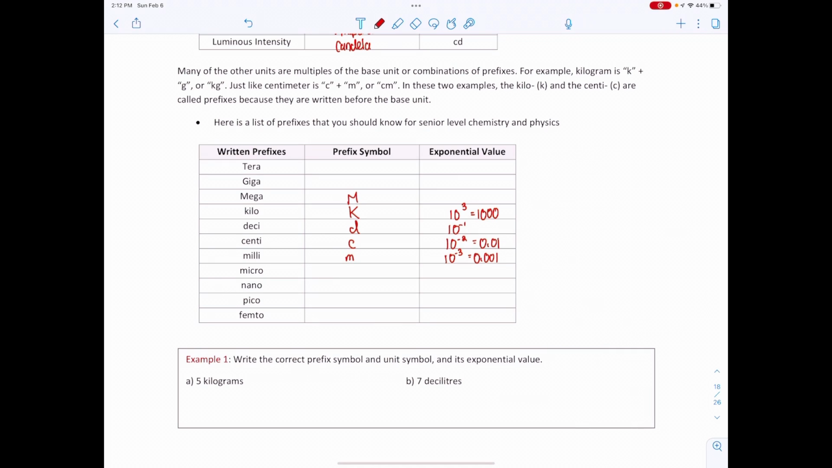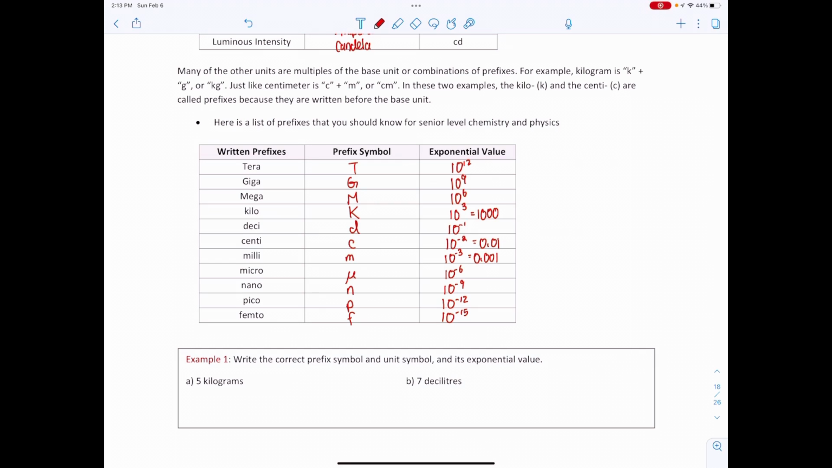Mega, 10 to the power of 6. So 1 megameter is 10 to the power of 6 meters. We have giga, which is 10 to the power of 9. We have tera, which is 10 to the power of 12. So 1 terameter is 10 to the power of 12 meters. Micro, 10 to the power of negative 6. Nano, 10 to the power of negative 9. Pico, 10 to the power of negative 12. And femto, 10 to the power of negative 15. So 1 femtometer is 10 to the power of negative 15 meters.